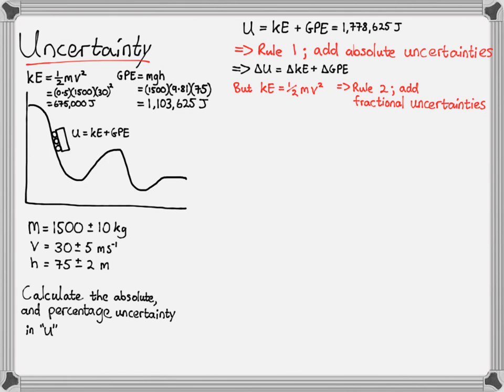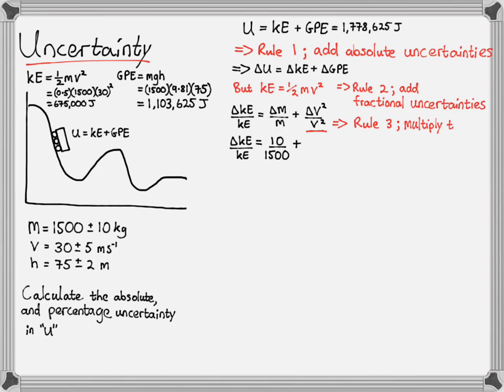Rule 2 is to do with functions involving multiplication or division, and the rule is add the fractional uncertainties. So the fractional uncertainty in the kinetic energy will equal the fractional uncertainty in the mass plus the fractional uncertainty in the velocity. But if I start to fill out my values there, I have to stop here. A fractional uncertainty in v squared. This is a function involving powers. Therefore, I use Rule 3.